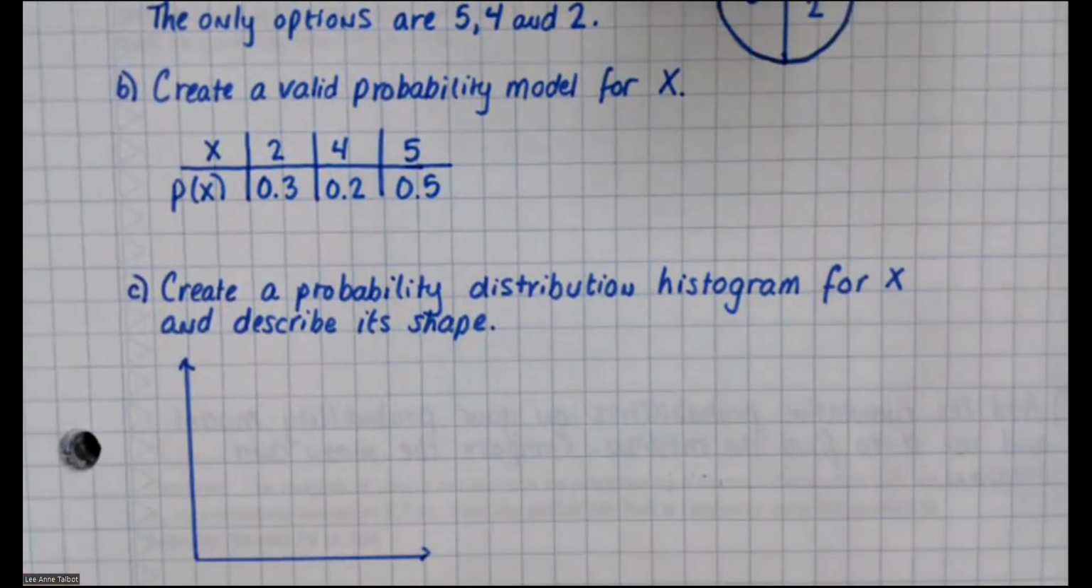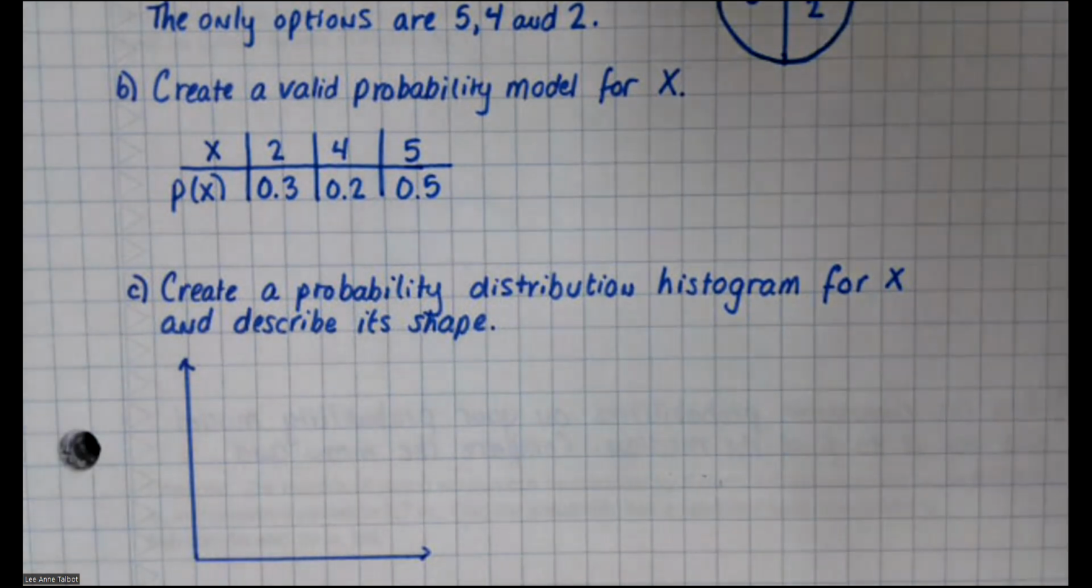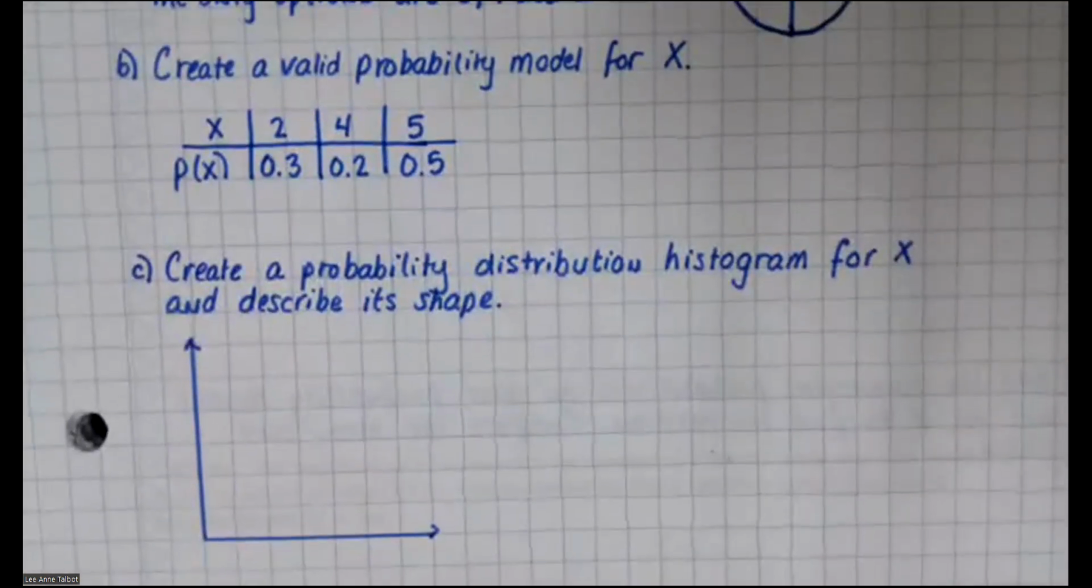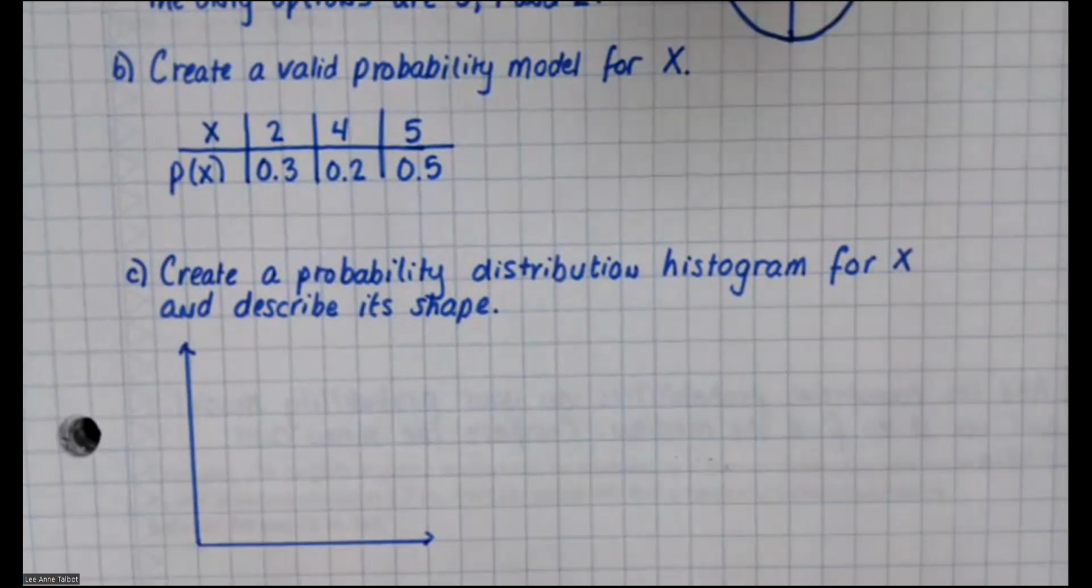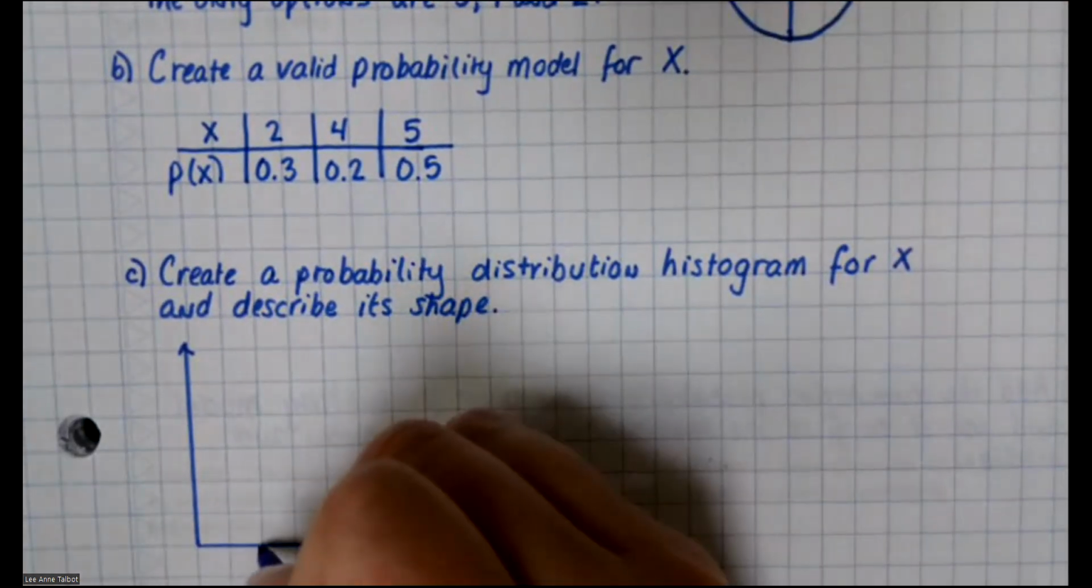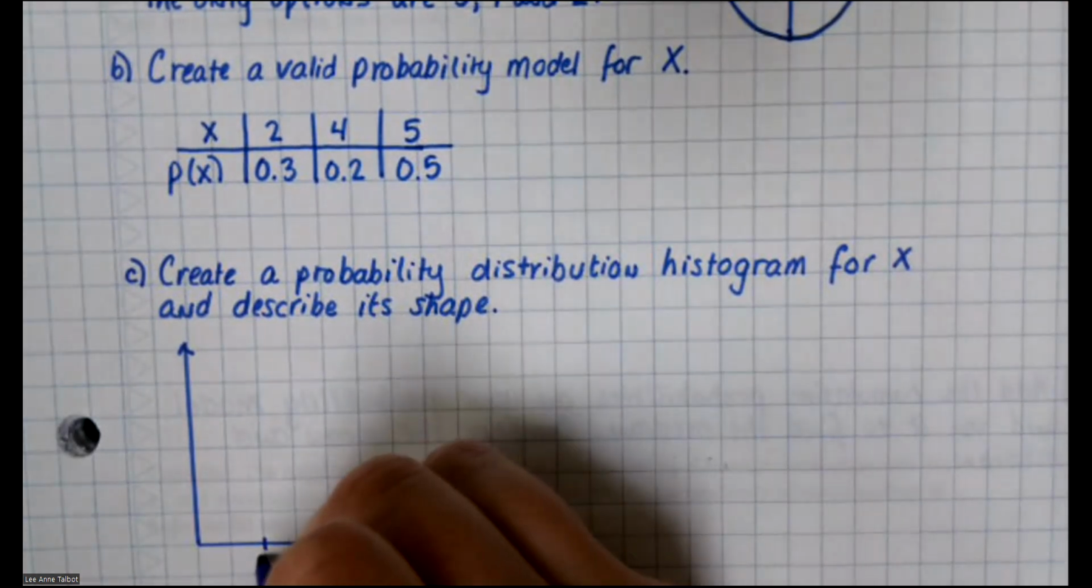C, create a probability distribution histogram for X and describe its shape. Okay, I'm assuming that you probably only wrote C but did not make this. Okay, so I'm going to start labeling. You guys go ahead and start making that.